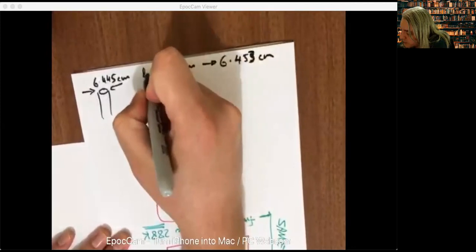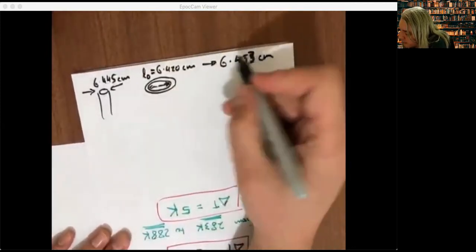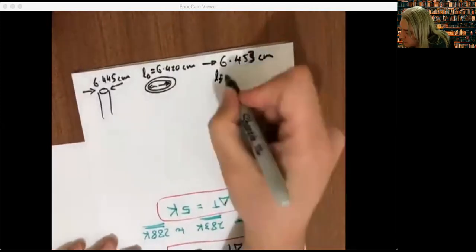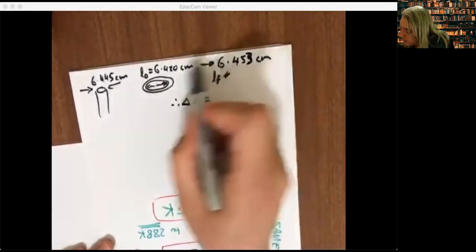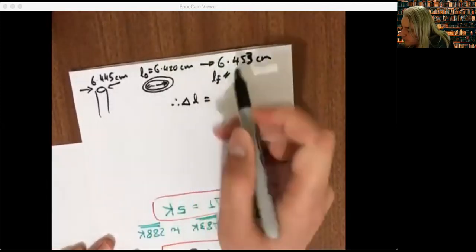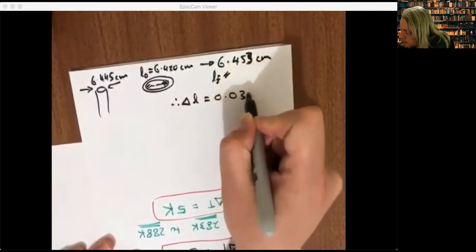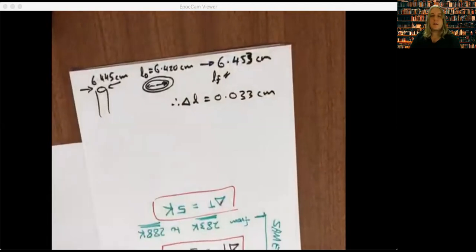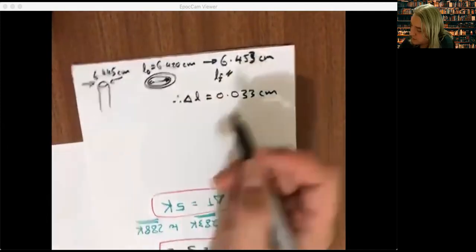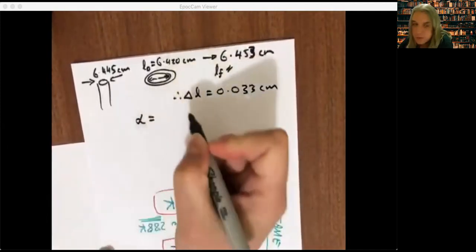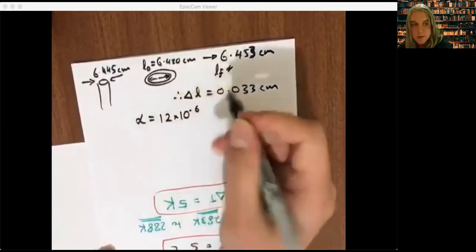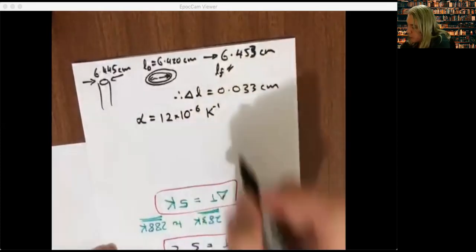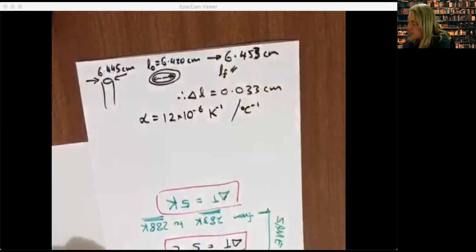So this is our L naught, our original length, and that is our final length, right, 6.453. Therefore, the change in length that we need is going to be the difference between these. We need to go from 6.420 up to 6.453, so 0.033 centimeters. That's the change in length that we need. And the question is saying, what temperature do we need to get this to? And it tells us that for steel, iron, it's an iron ring. For iron, we have 12 times 10 to the negative 6 kelvins to the negative 1. Or, remember, that can be degrees Celsius to the negative 1, same thing.